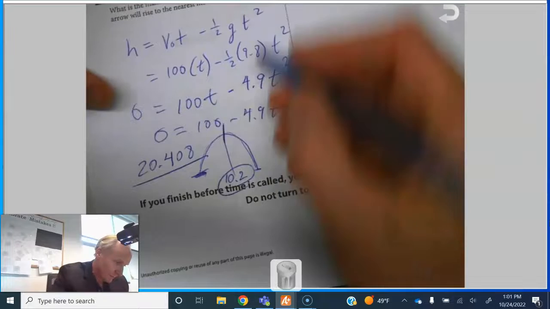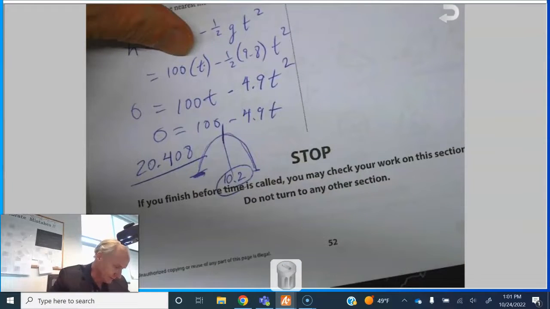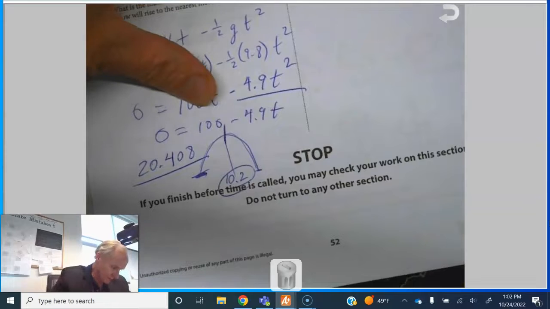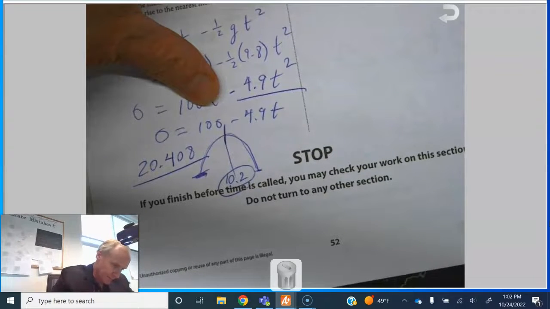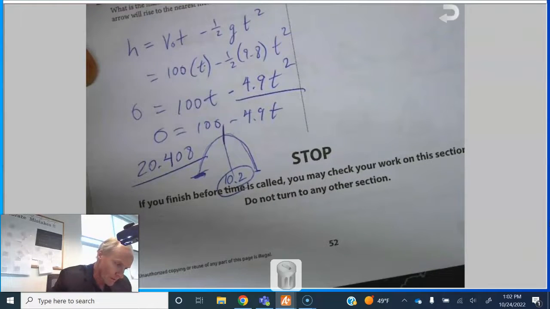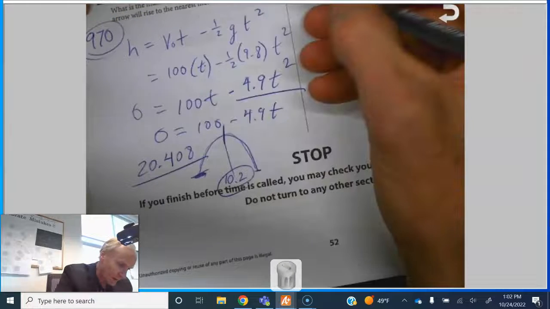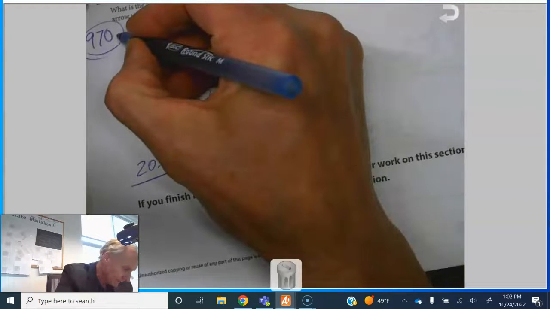Let's see what happens. I'm going to take 100 and multiply this by 100, and I am going to subtract 10.2. Hopefully I didn't make a mistake. That's 970, it looks like, meters to the nearest meter.